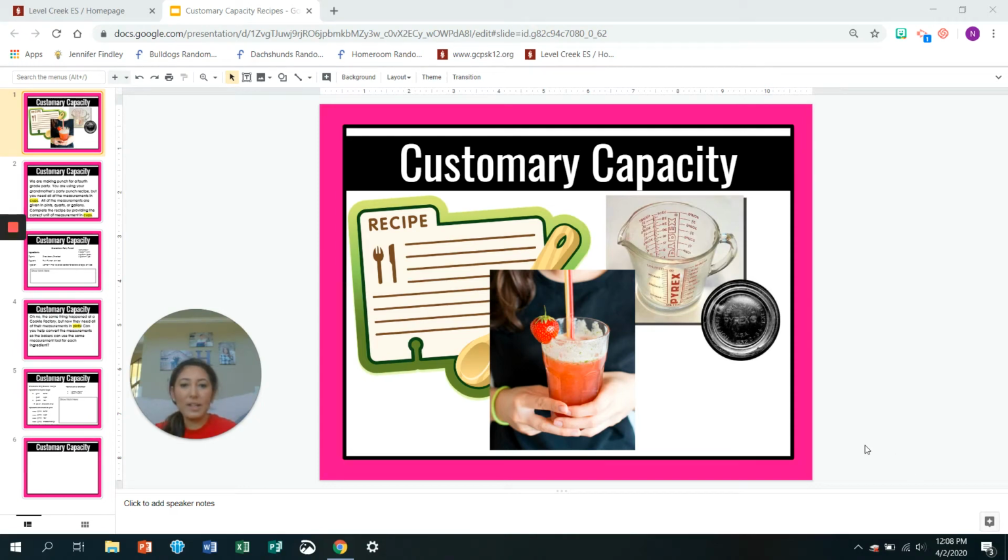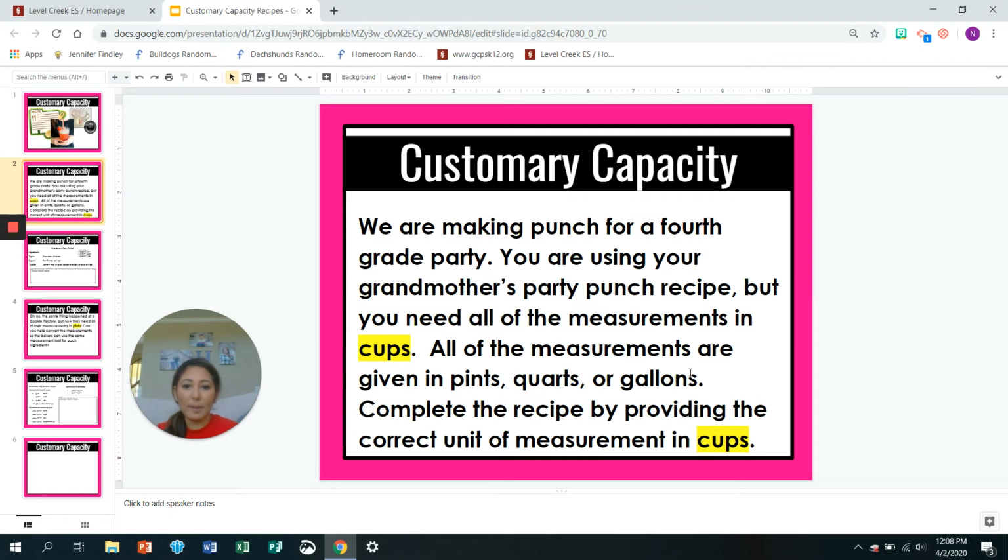We're talking about customary capacity, and let's look at the problem about Grandma's punch. It says, we are making punch for a 4th grade party. You are using your grandmother's party punch recipe, but you need all of the measurements in cups. All of the measurements are given in pints, quarts, or gallons. Complete the recipe by providing the correct unit of measurement in cups.